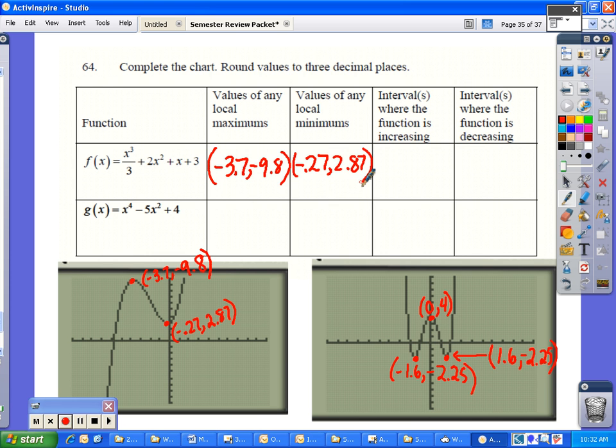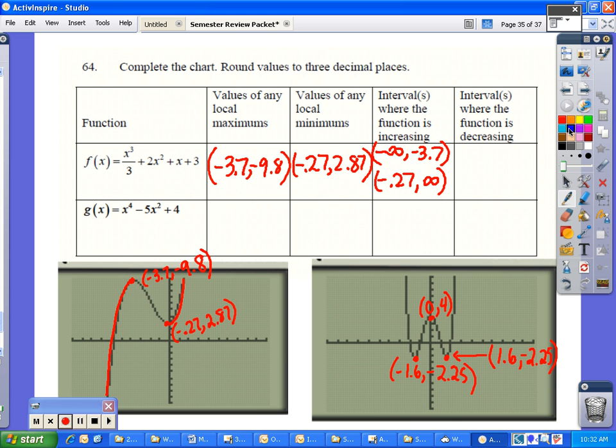Your intervals of increasing. So I'm going to highlight the increasing intervals in red. From left to right, I go up here, and also I go up here. So the first interval is from negative infinity, up to the x value, again you use your x values for increasing, decreasing, to negative 3.7. And then you also increase from negative 0.27 up to positive infinity. And again, you want to use the rounded brackets for these.